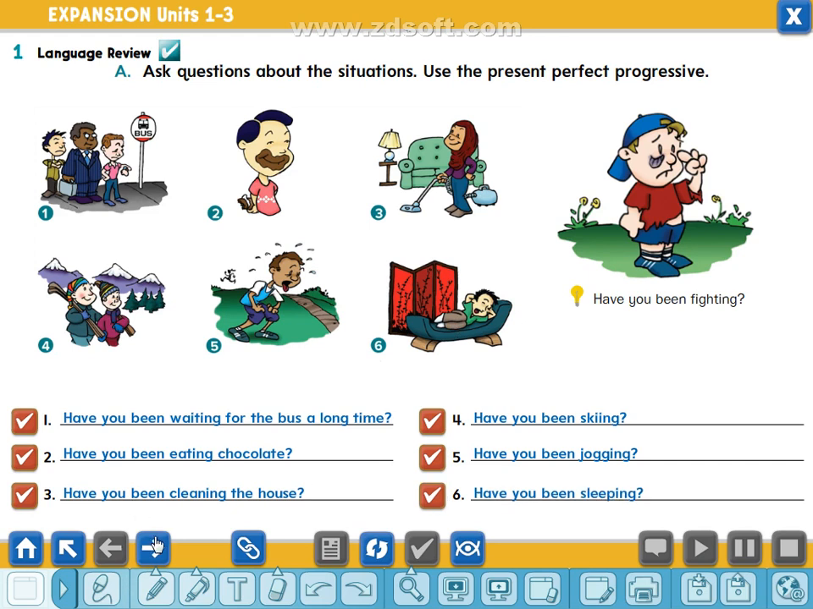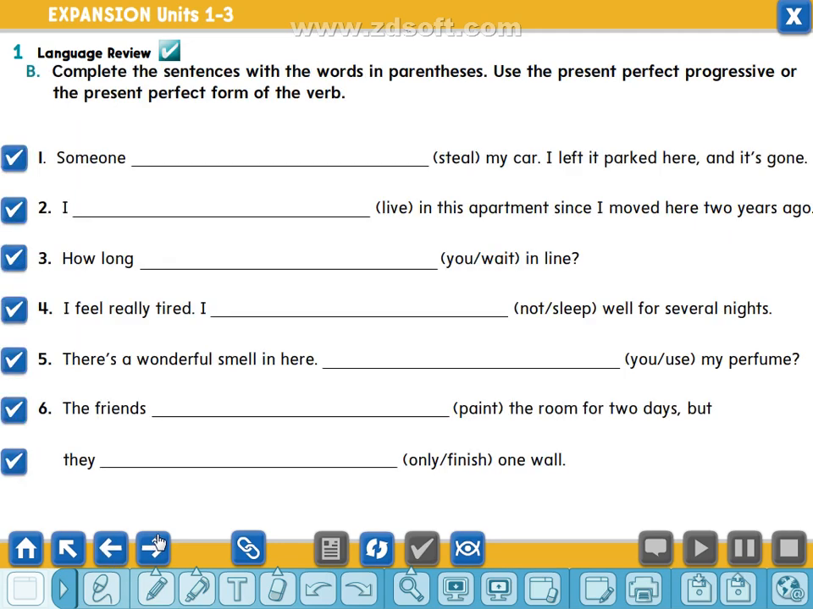Let's turn to the next question. Language review. Exercise B. Complete the sentences with the words in the parentheses. Parentheses mean brackets. Use the present perfect progressive or the present perfect form of the verb. One: Someone blank steal my car. I left it parked here and it's gone.